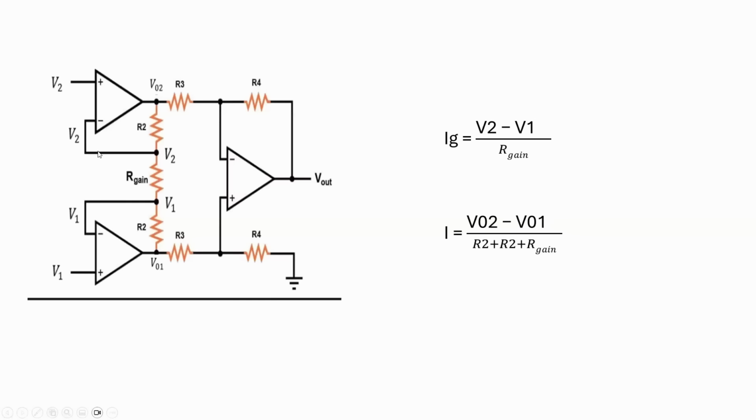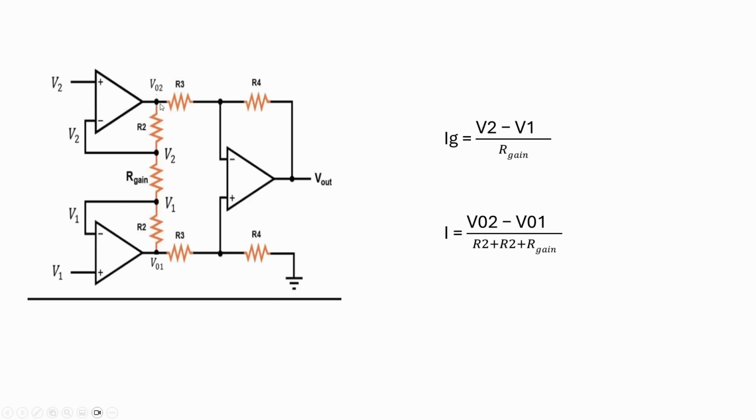Then this minus terminal is connected to this path, and this op amp's minus terminal is connected to this point. So in between those two points there is a resistance called R gain. Then we can find the current through the R gain using this equation. So current equals V2 minus V1. It gives the voltage difference across the R gain resistance, then divide by the resistance R gain, and it gives the current through the R gain resistance.